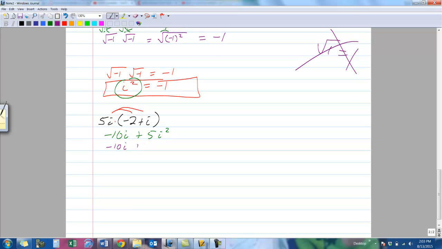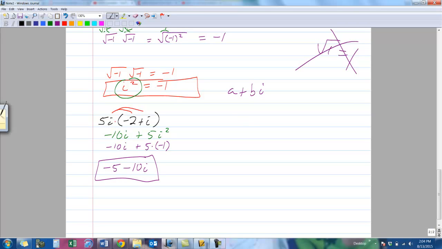But plus 5 times i squared, we just said, is negative 1. So 5 times negative 1 is negative 5. To put this in complex a plus bi form, we're going to put this as negative 5 minus 10i. Because this is a regular real component, we're going to put that first, and then negative 10 comes after. So it would be negative 5 minus 10i.